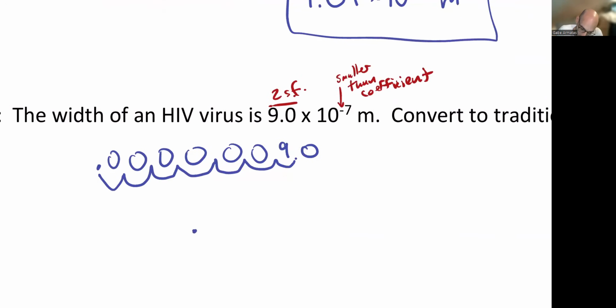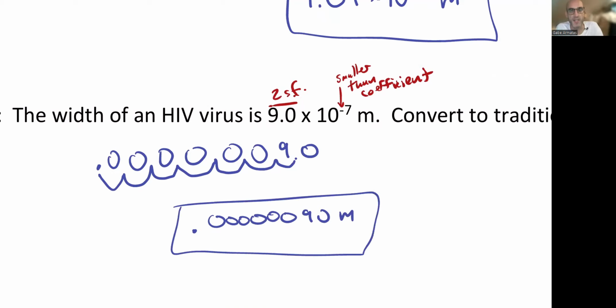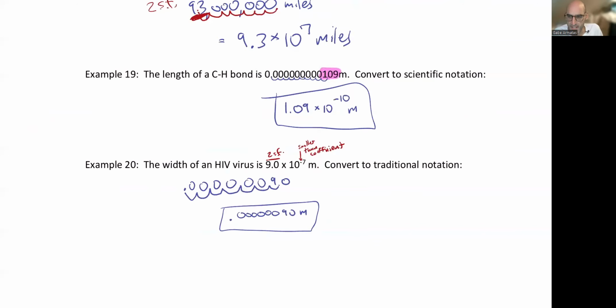Point, 6 zeros, 1, 2, 3, 4, 5, 6, 9. And do I need that 0 there? Well, right now I have 1 sig fig. I'm going to put that 0 there. Meters, 2 sig figs. There's my answer. And you can see why scientific notation is nice, because that's obnoxious to write, 0.6 zeros and then 9 0, right? All right, perfect.